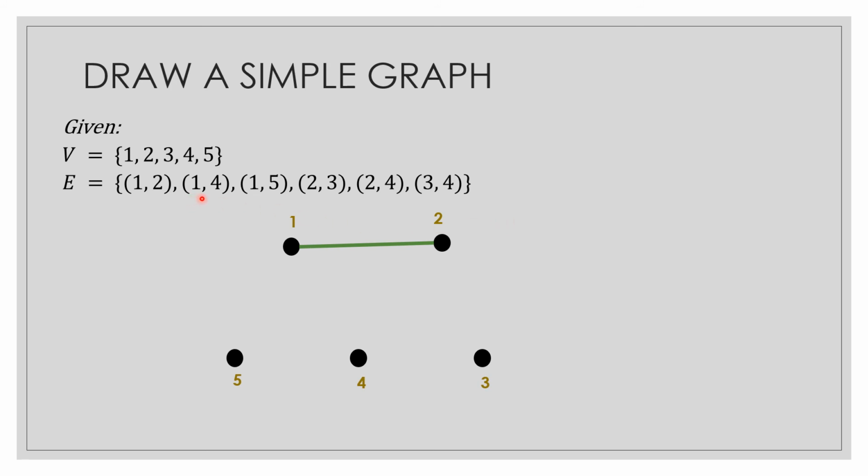So the second edge links 1 and 4. So you draw a line that joins vertex 1 and 4. And the third one, draw a line that joins 1 and 5. The fourth edge, you draw a line that joins 2 and 3. The fifth one, you draw a line that joins 2 and 4. And the last one, you draw a line that joins 3 and 4. So it is complete. You have drawn a simple graph.